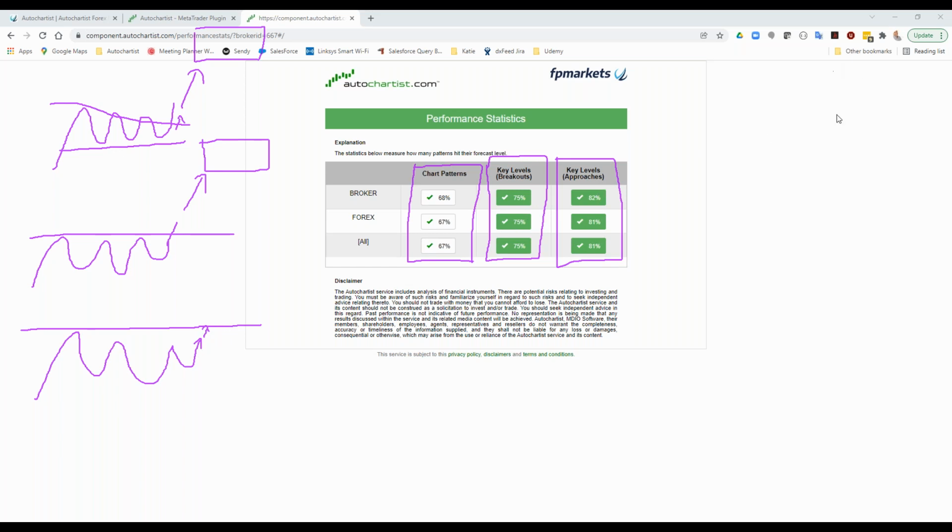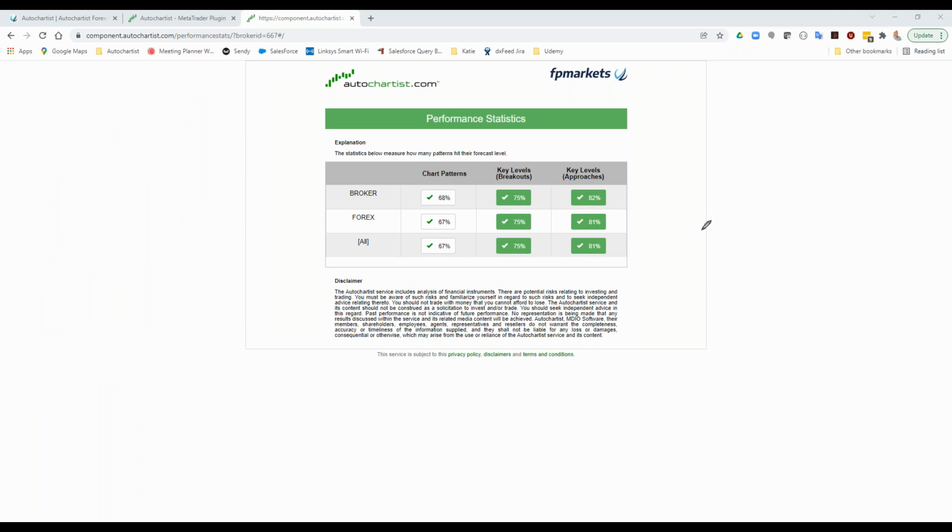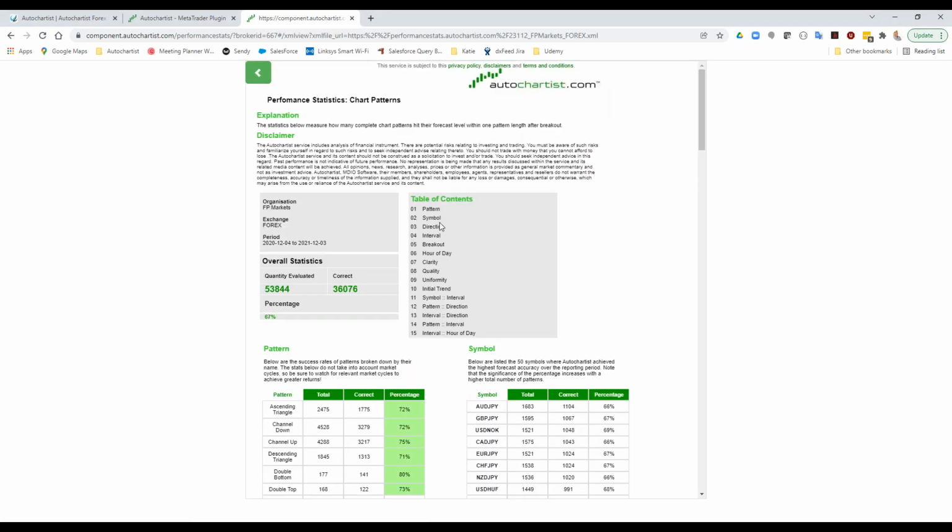Okay, so those are the 3 different types of stats that we have, historical stats. Let's dig into each one of these. Right, so when we click on chart patterns, Forex, these are the stats for the last 6 months in the Forex market, right?